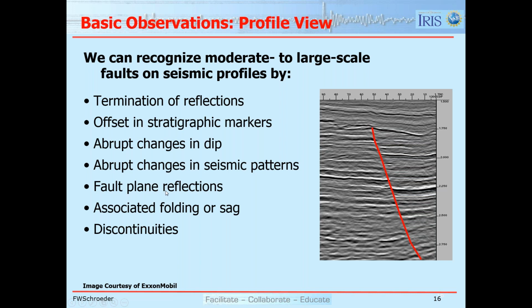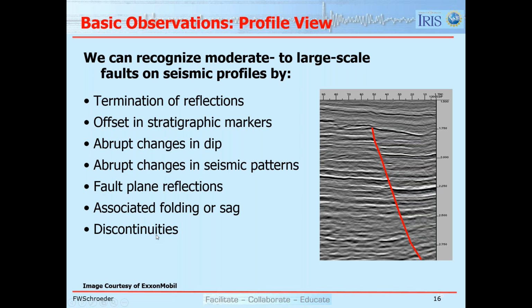We can also see folding or sag above it. So here we see this black dipping down. I don't believe the fault goes much higher than where it's drawn, but because of differential compaction, younger units will possibly show some folding or some sag. And then we can look for discontinuities. I'll talk more about that and define it in the next couple of slides, but that's where we quantify the change in reflector strength and continuity.